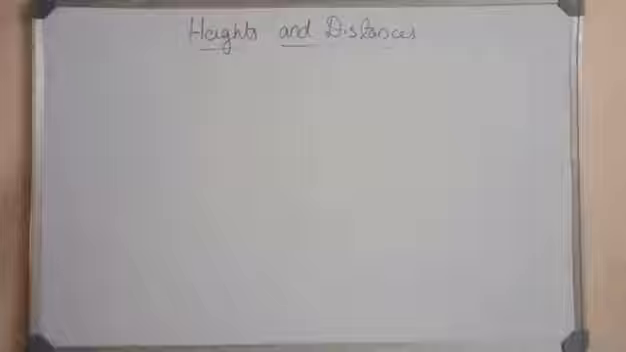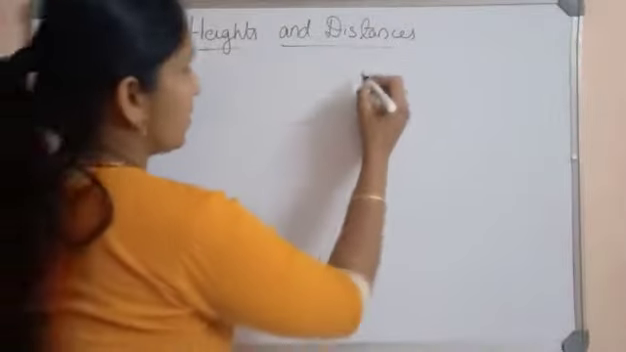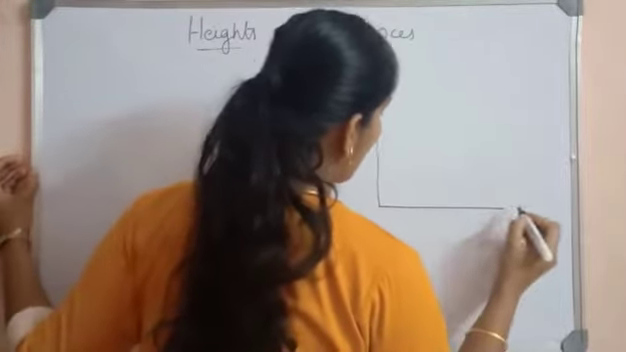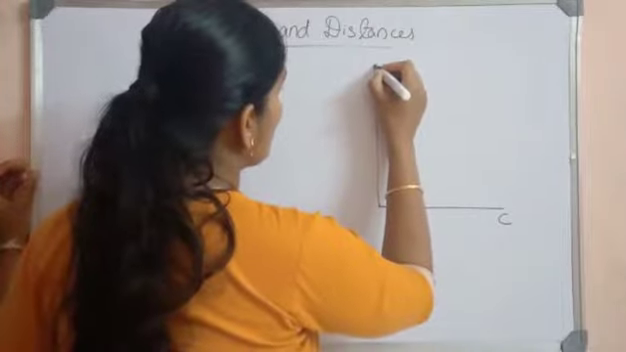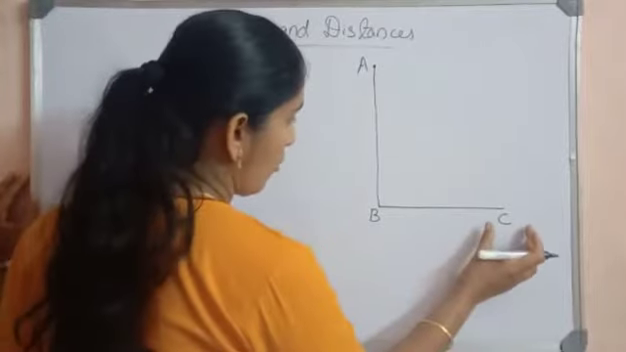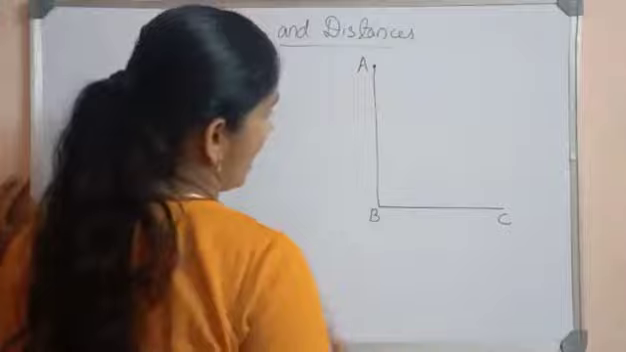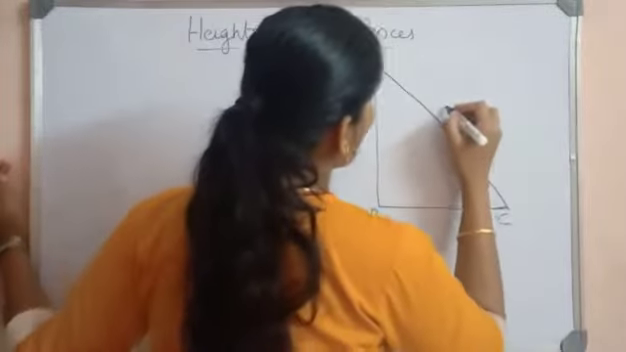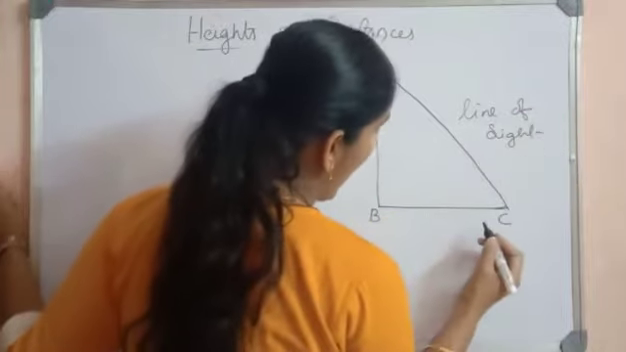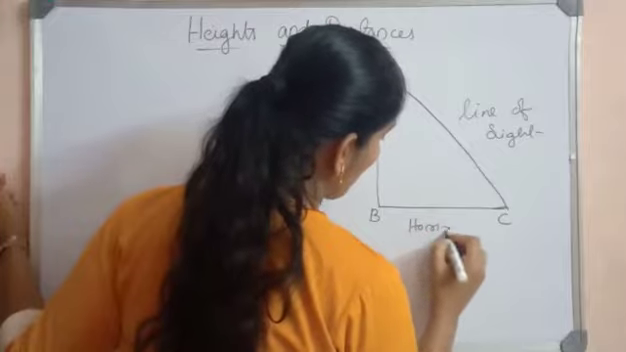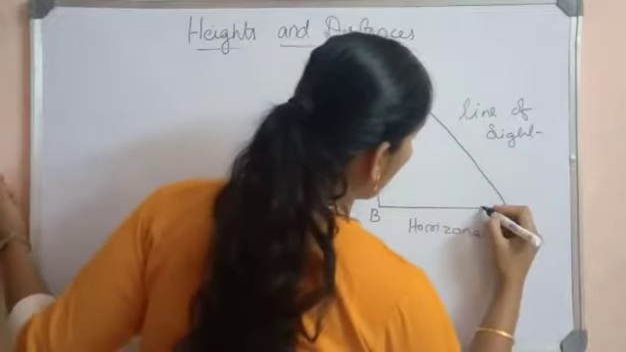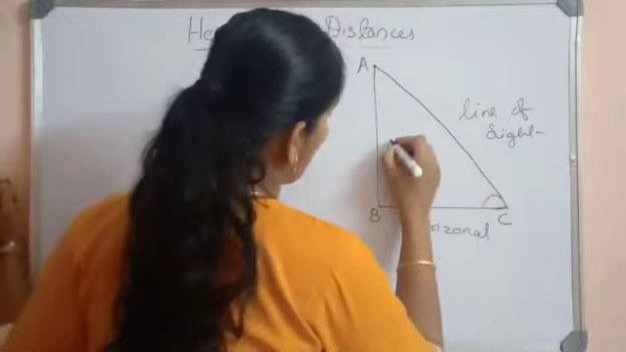of depression. Just consider AB be a tower standing on a level ground, and a man standing at a point C is observing an object which is at a point A here. And the line CA is the line of sight. And the angle between this is horizontal because it is standing on a level ground, and the angle between the line of sight and the horizontal is called the angle of elevation.